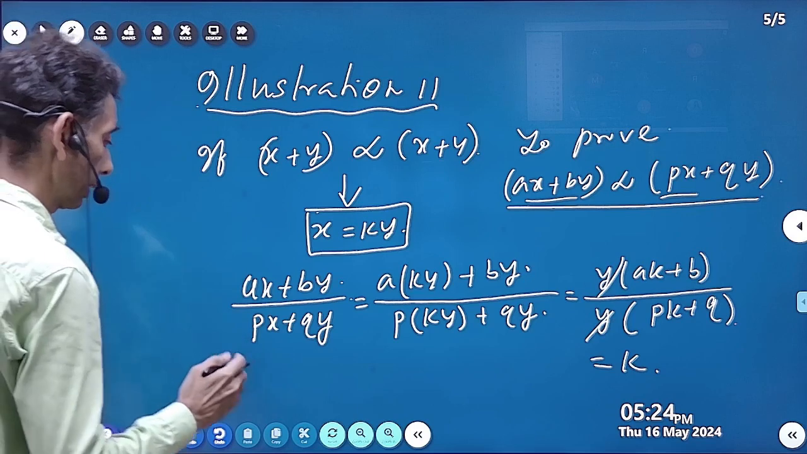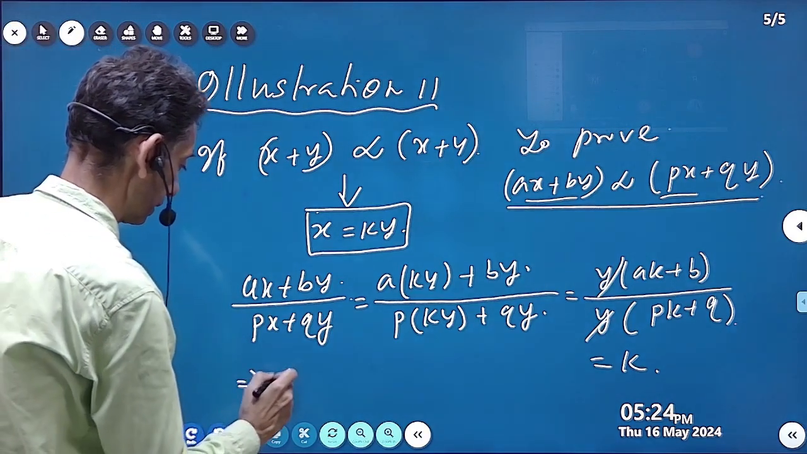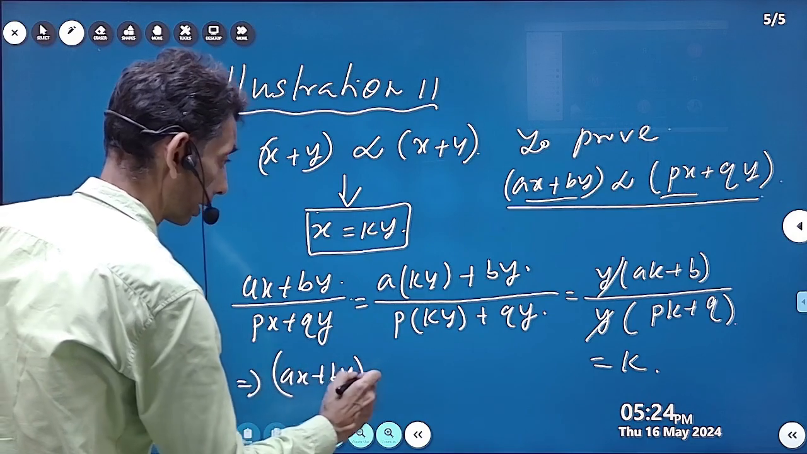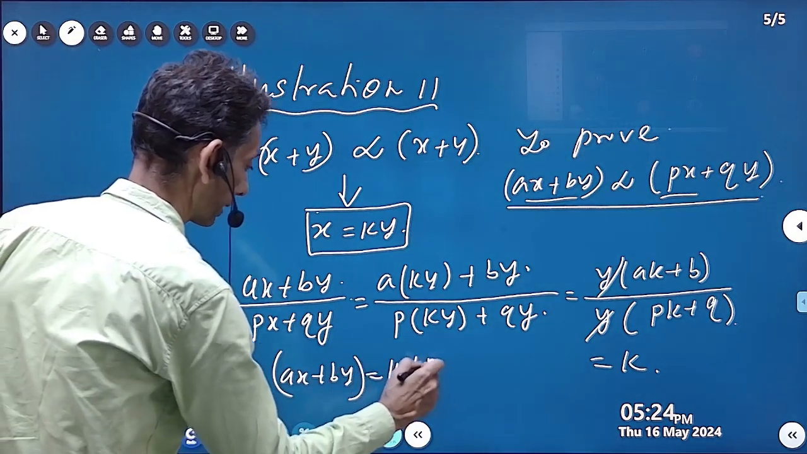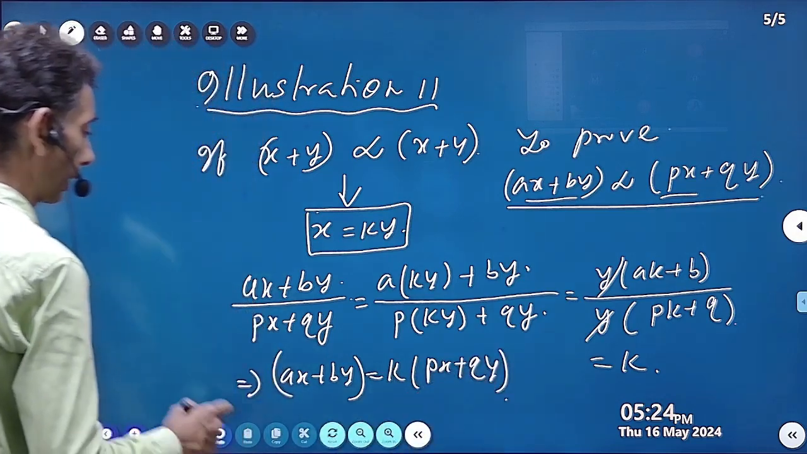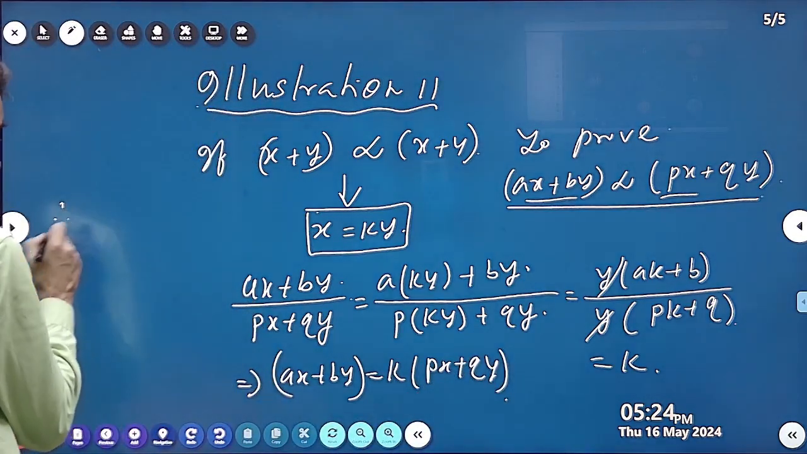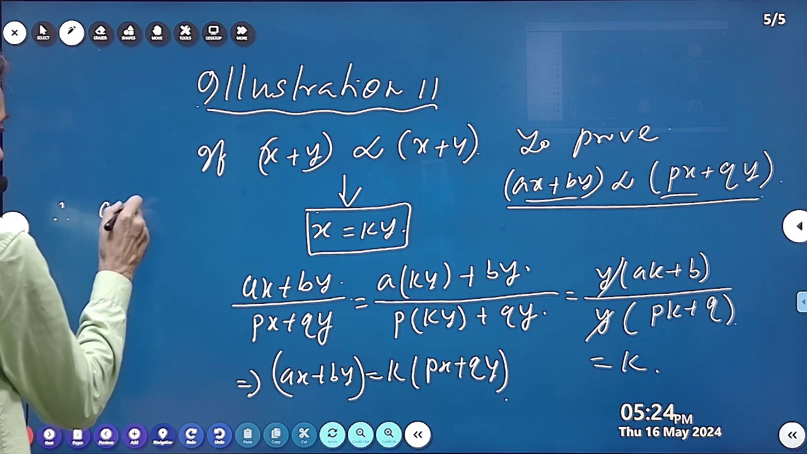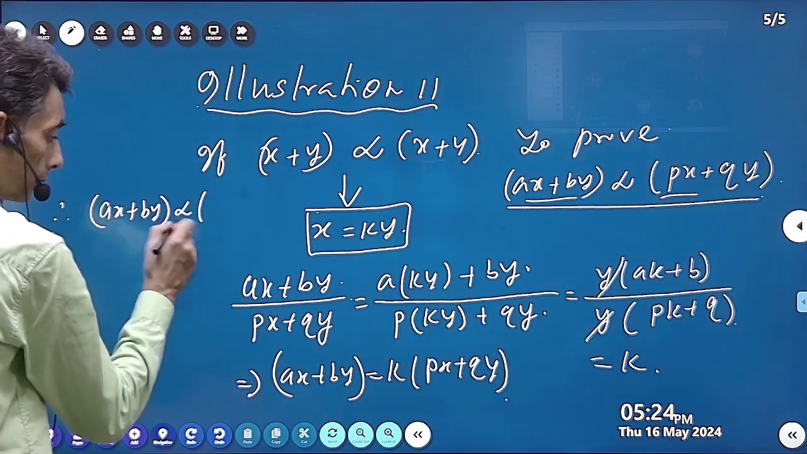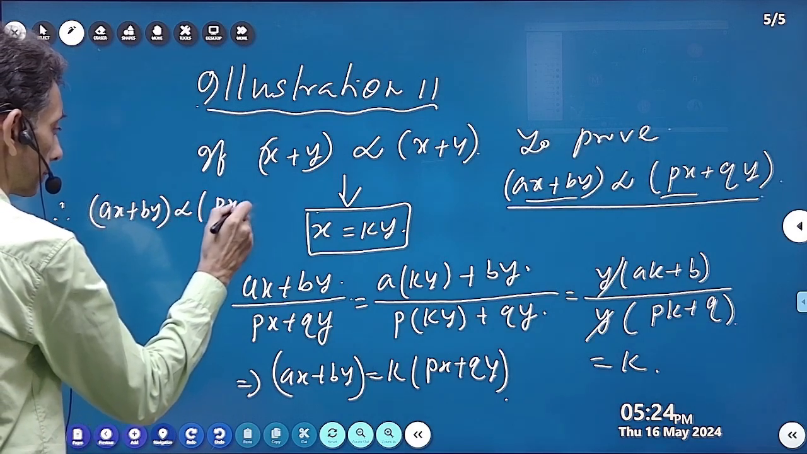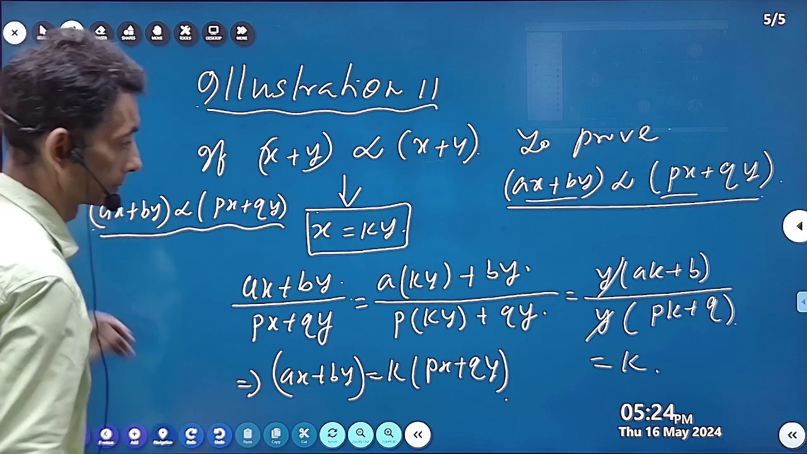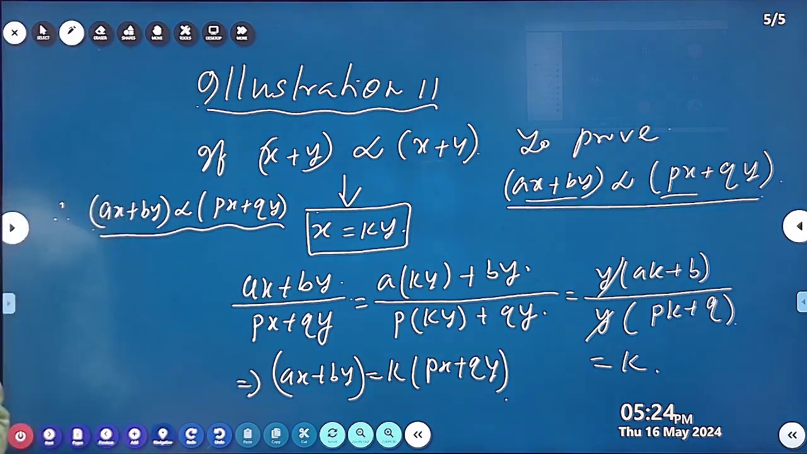That echo variable nai. So this implies ax plus by, you cross multiply kora k px plus qy. So therefore you can write, what you can write? Therefore ax plus by proportional to px plus qy. Very good. Done. Is it done?